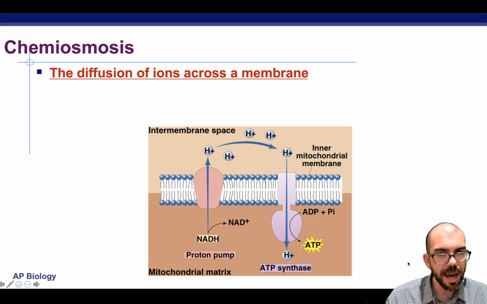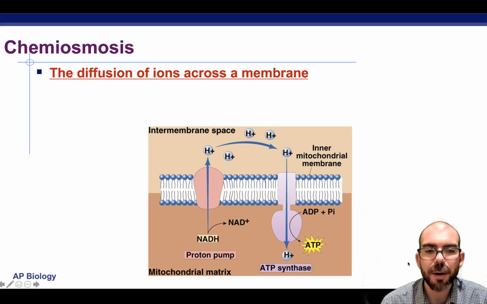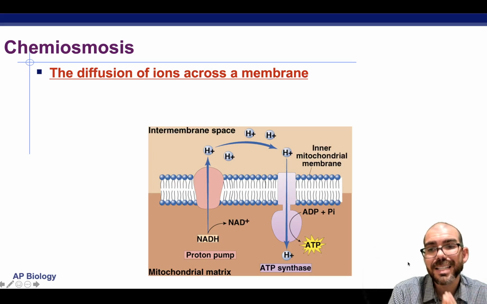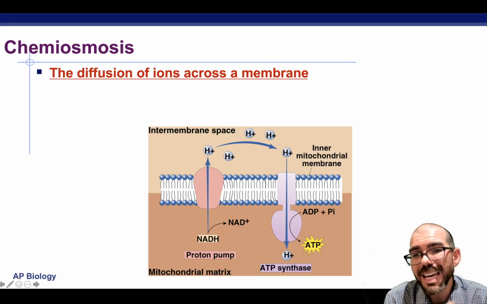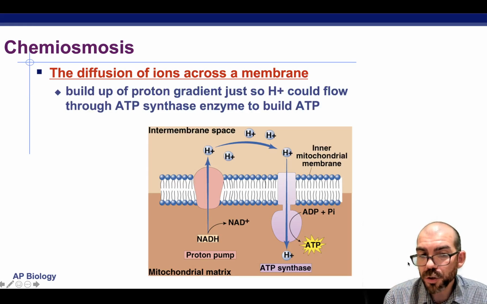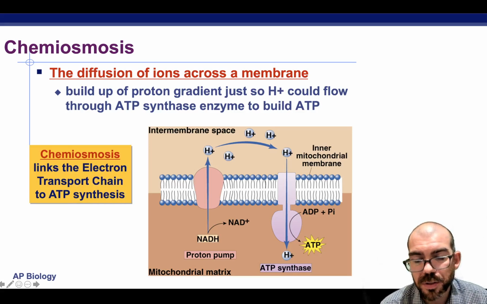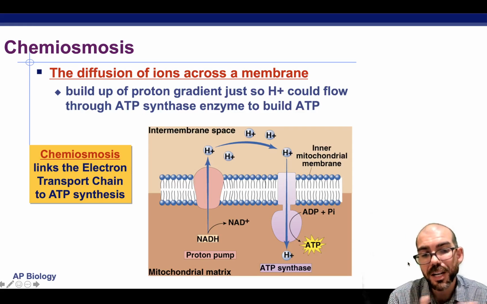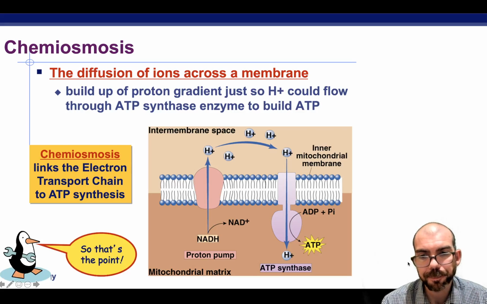Just as a point of vocabulary, I want to mention to you that when chemicals or ions diffuse across a membrane, sometimes it's referred to as chemiosmosis, or the osmosis of chemicals. The diffusion of hydrogen ions through ATP synthase is a case of chemiosmosis. So oftentimes you'll hear people say electron transport chain or chemiosmosis interchangeably. Just so you know, electron transport chain is this entire process. Chemiosmosis is a specific term for the movement of ions across a membrane.